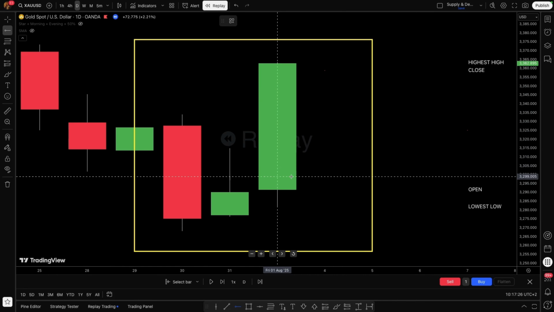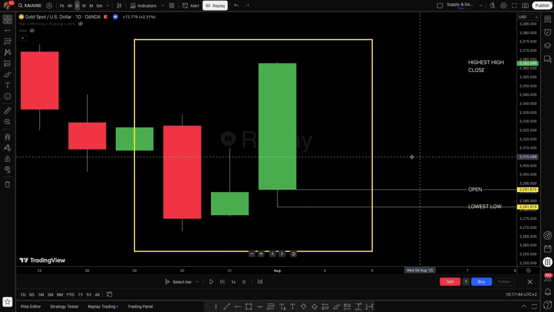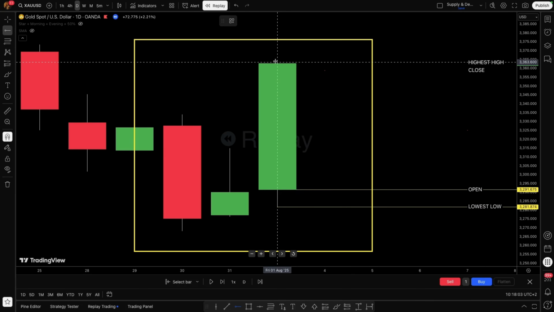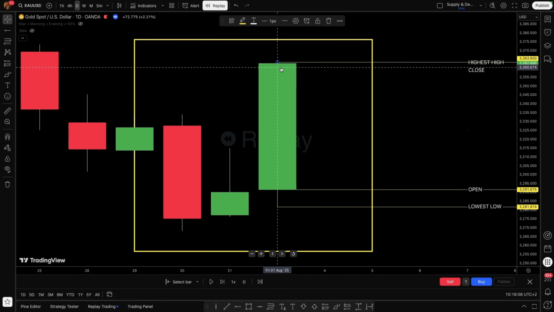Let me quickly make it visible. So here the candle opened at this price level. The lowest low was reached here. We see the highest price point was somewhere here, very, very close to the closing price. And the actual closing price is right there.